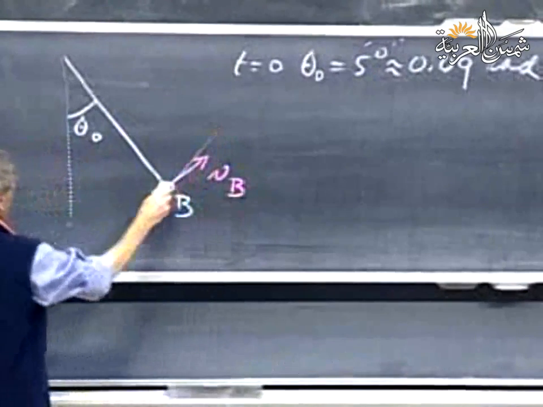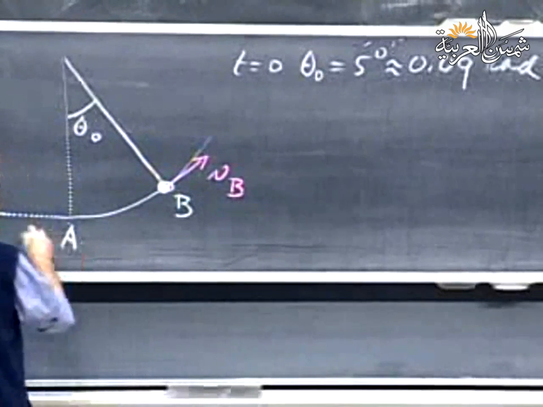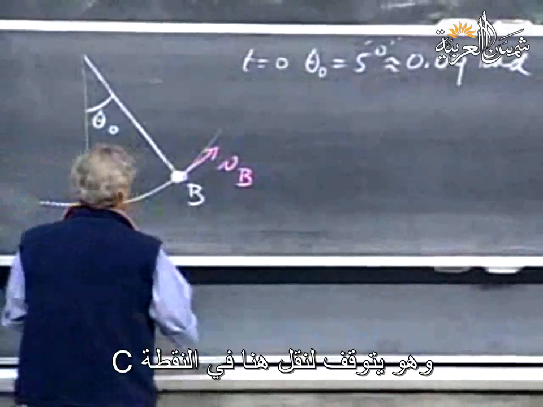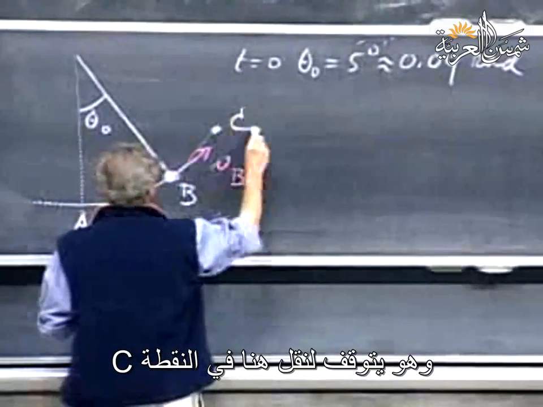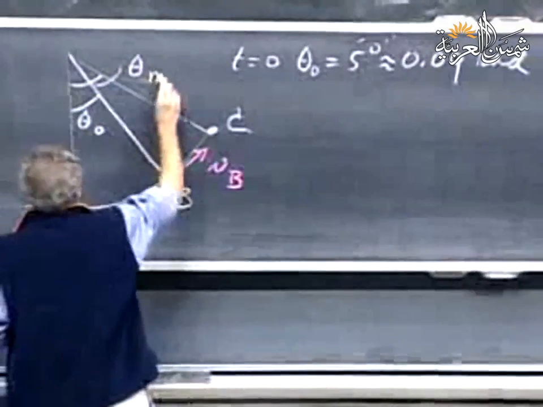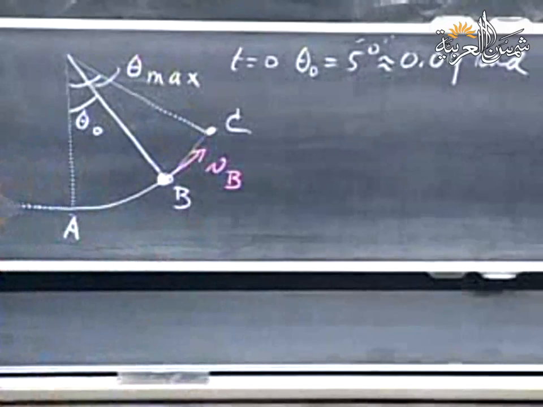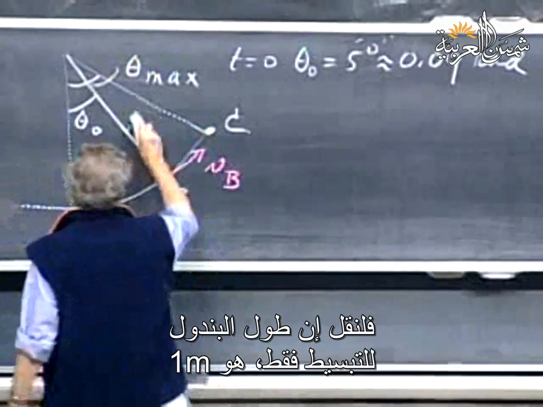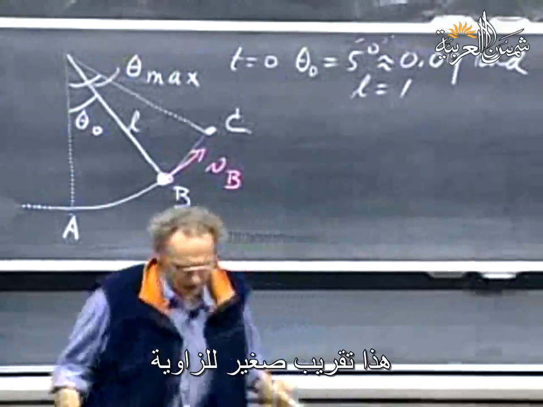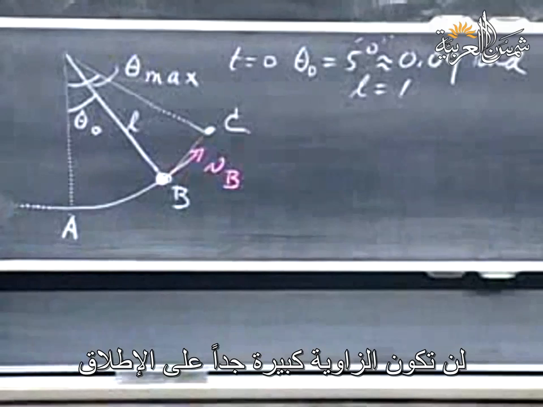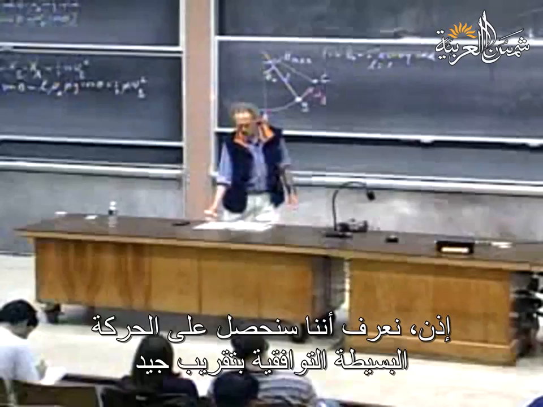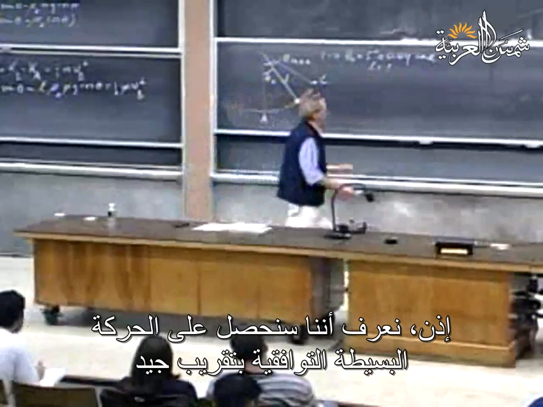It's going to arc. I call this a. So this is a circle, and it comes to a halt, let's say here, at point C. And then this angle is the maximum angle possible, is theta maximum. Let the length of the pendulum, for simplicity, simply be 1 meter. It is small angle approximation. The angles will never be very large, as you will see later when we calculate theta maximum, and so we know that we're going to get a simple harmonic oscillation to a very good approximation.